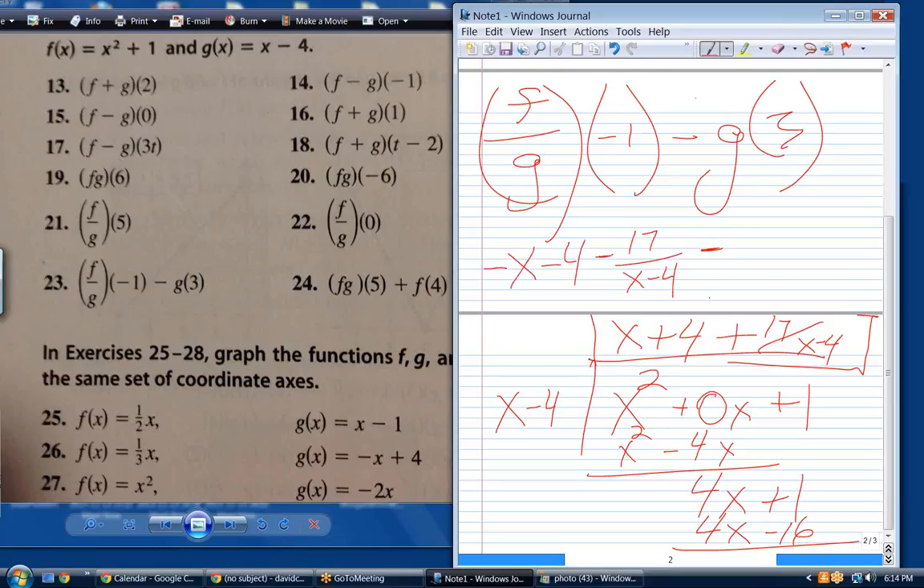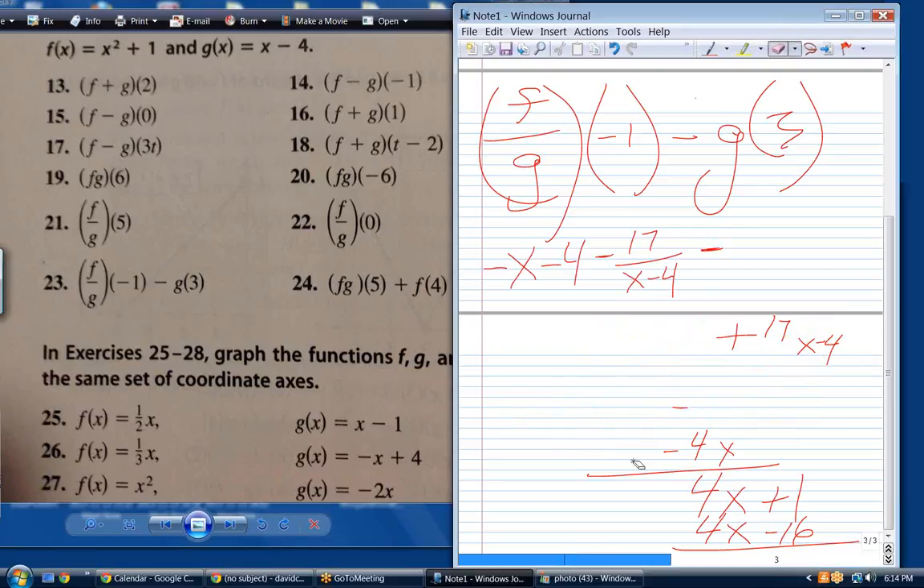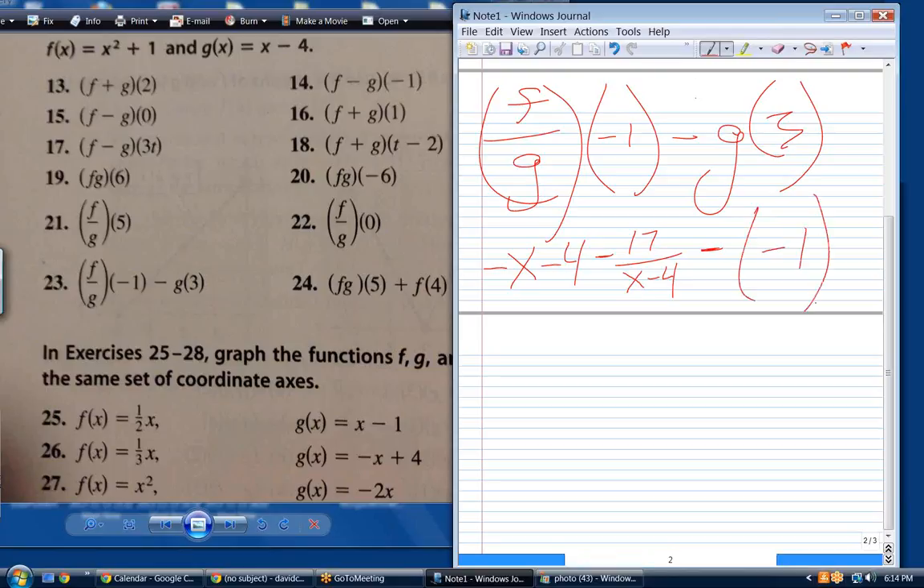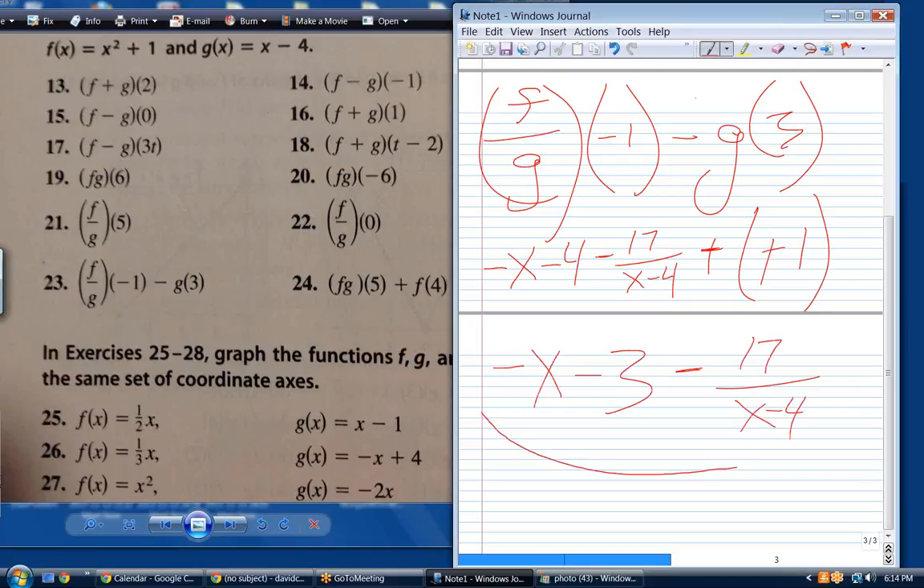And now we're going to subtract from that g of 3. And what is g of 3? Negative 1. So we're subtracting a negative 1, which is the same as adding 1. So what do we got here? We got minus x minus 3 minus 17 over x minus 4. I presume that's the answer they're looking for.